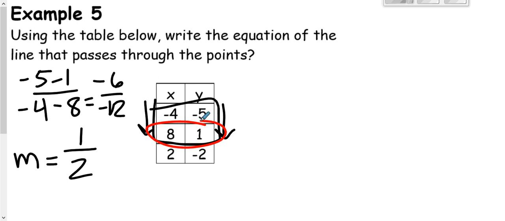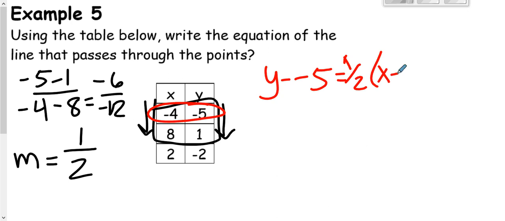Remember that I like to pick the point that doesn't have any negatives, but you can choose any of them. In fact, just to show you, I'm going to pick the point that has both negatives this time. And you should get the exact same answer as if you picked the 8, 1 or the 2, -2. So when I plug this in, it's going to say y minus my y1, which is -5, equals my slope of 1/2 times x minus a -4.